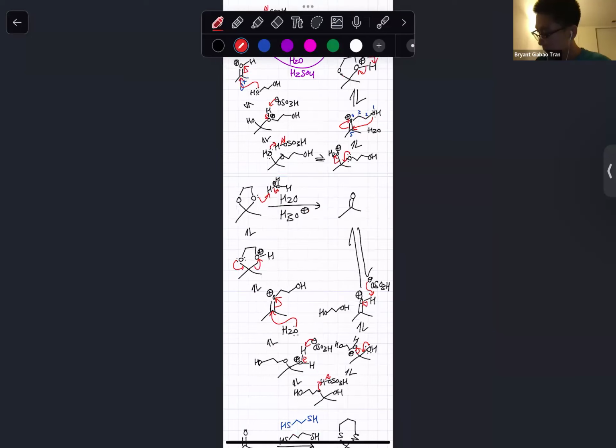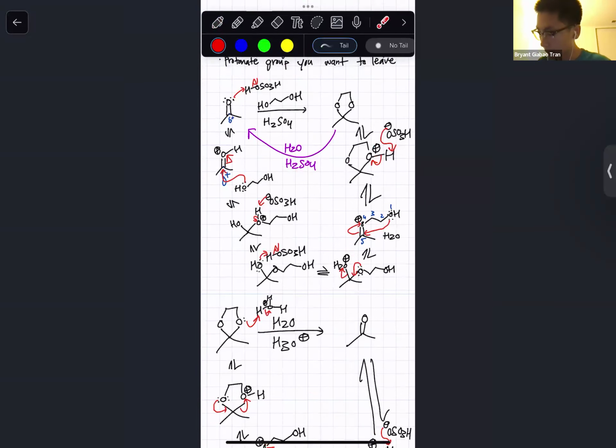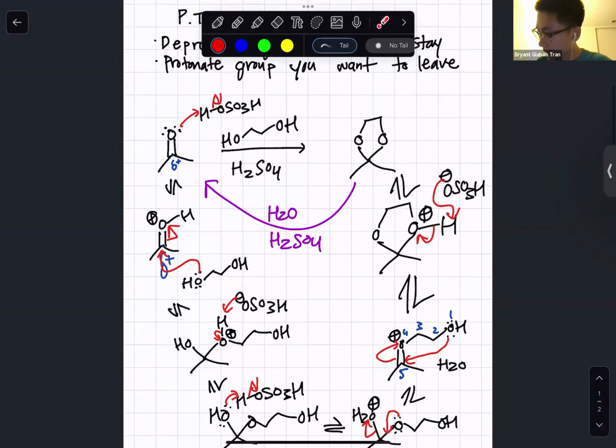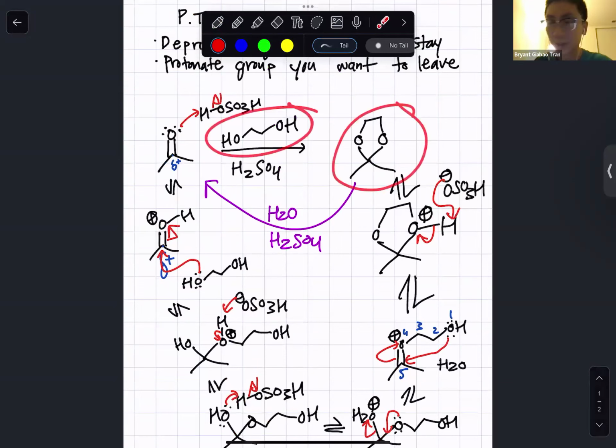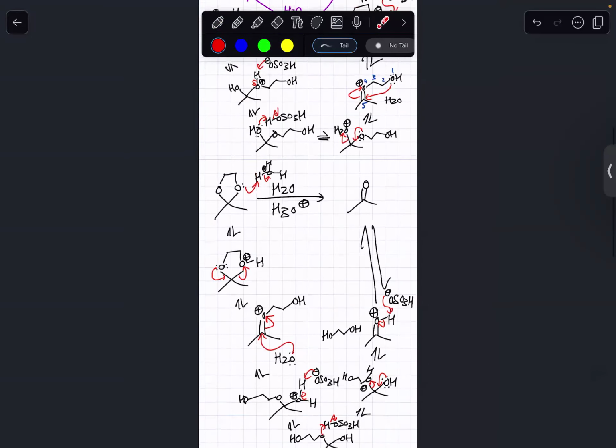So this will be following Le Chatelier's principle as well. If you want more of the carbonyl form, add more water to the reaction. If you want more of the cyclic thioacetal, add more diol to the reaction. Okay.